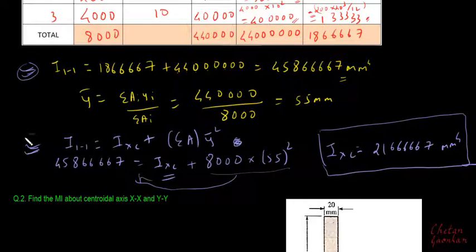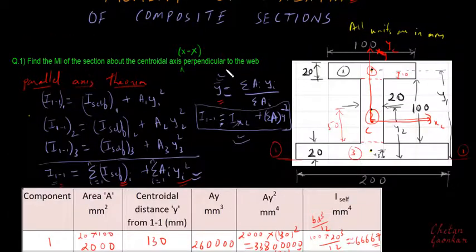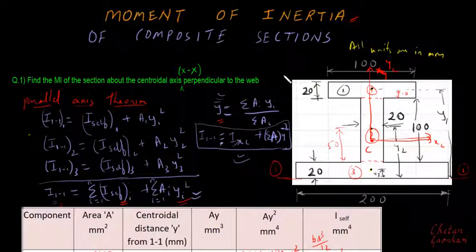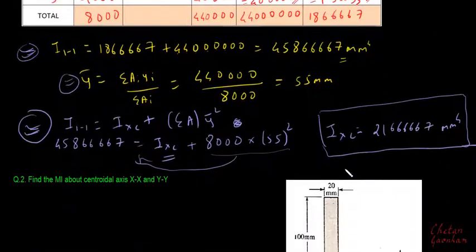We have used the parallel axis theorem at this point. Also, we have used the formula to calculate the centroidal distance. So if I can find these three things, I can solve any problem of finding the moment of inertia of these composite sections. We have here one more problem.